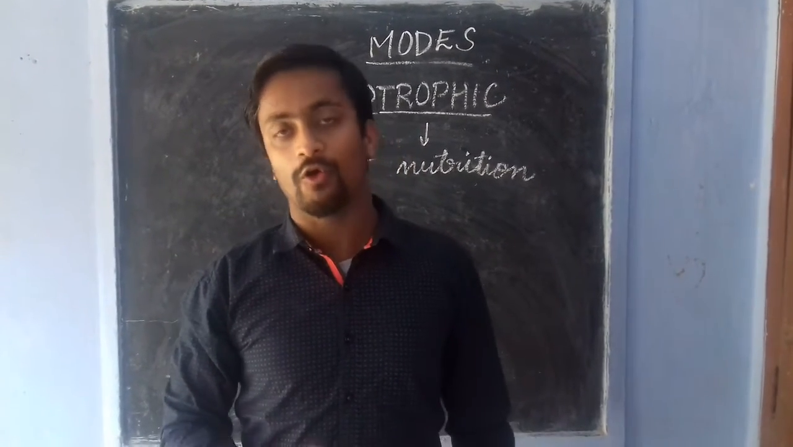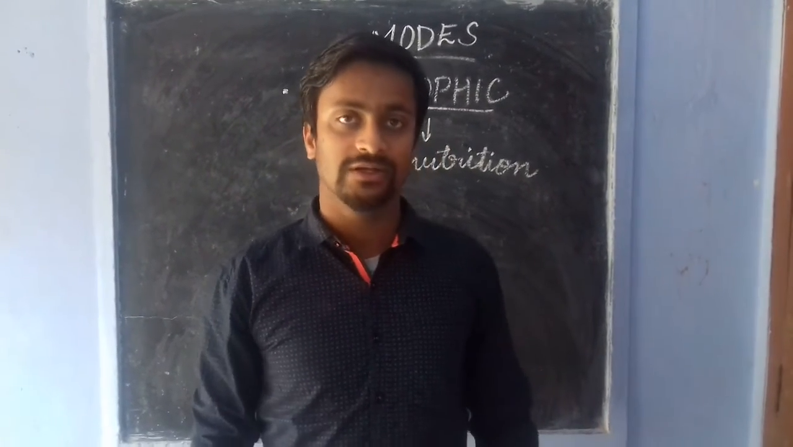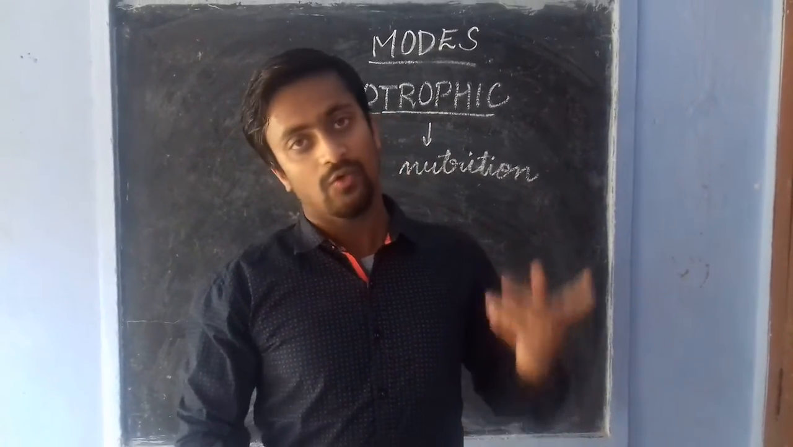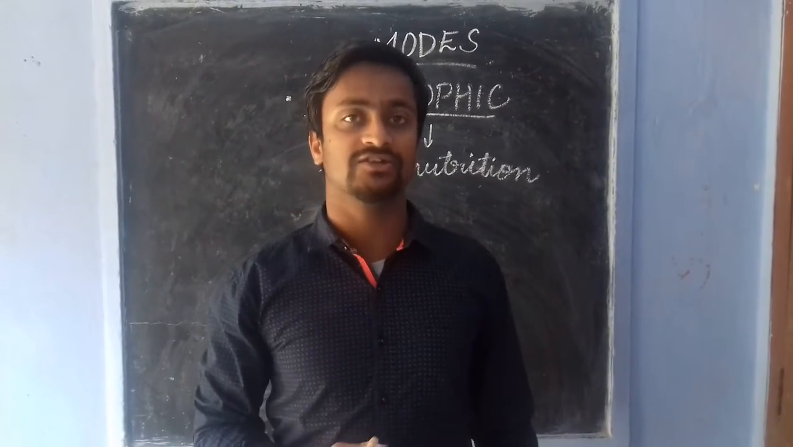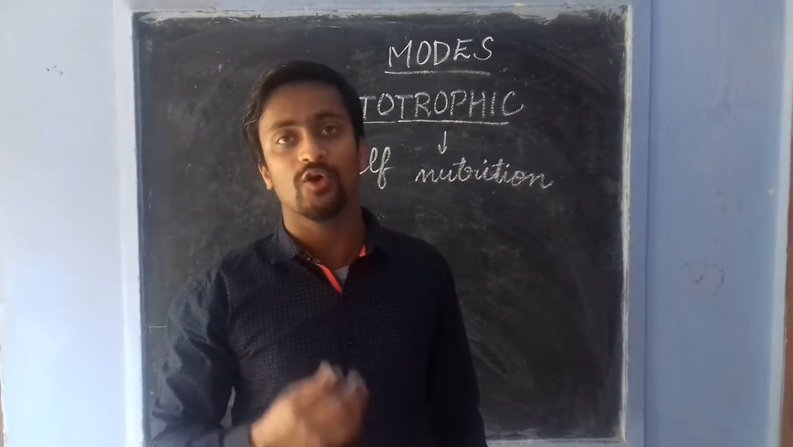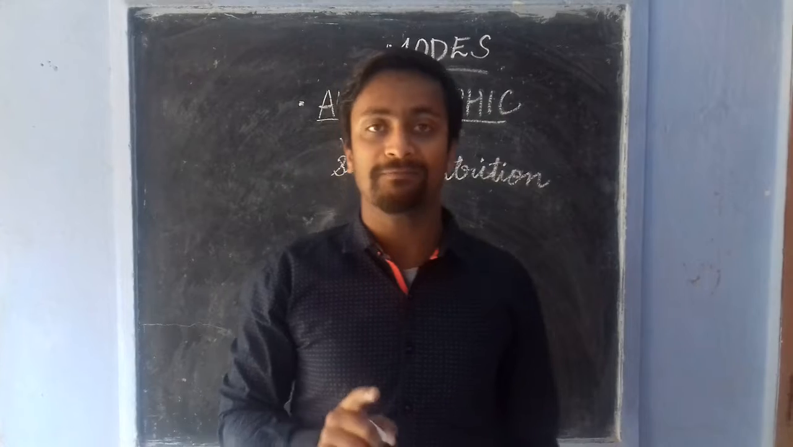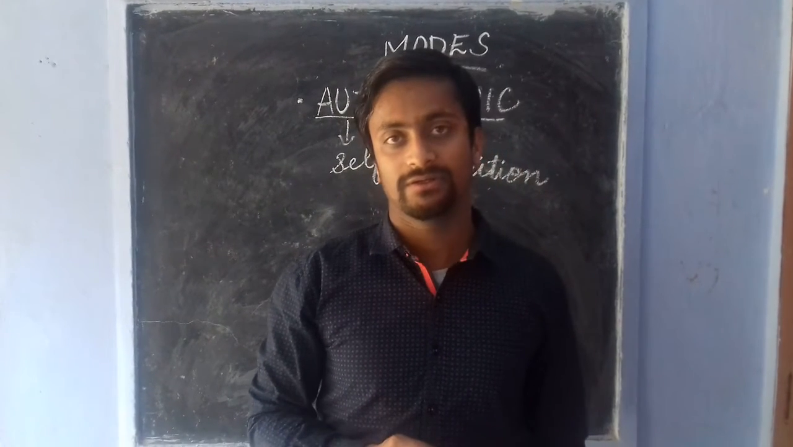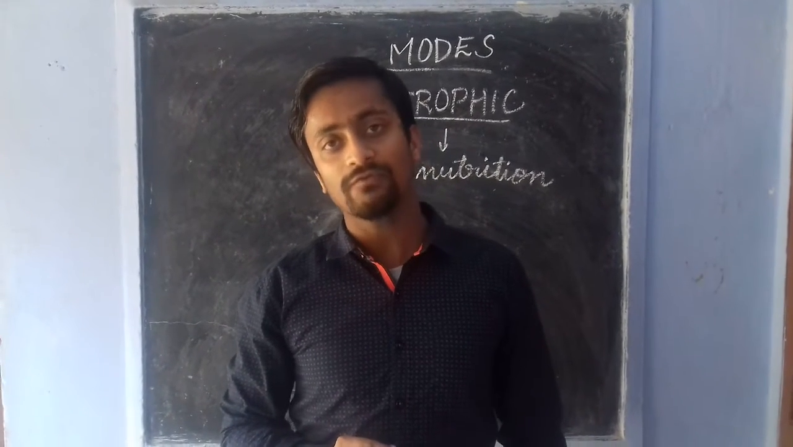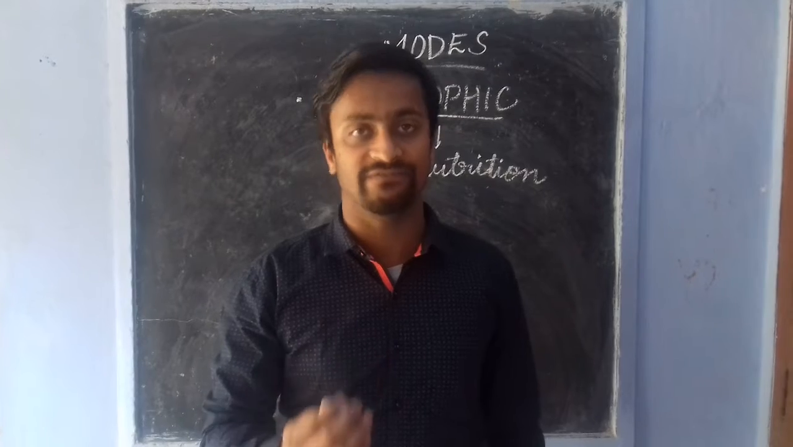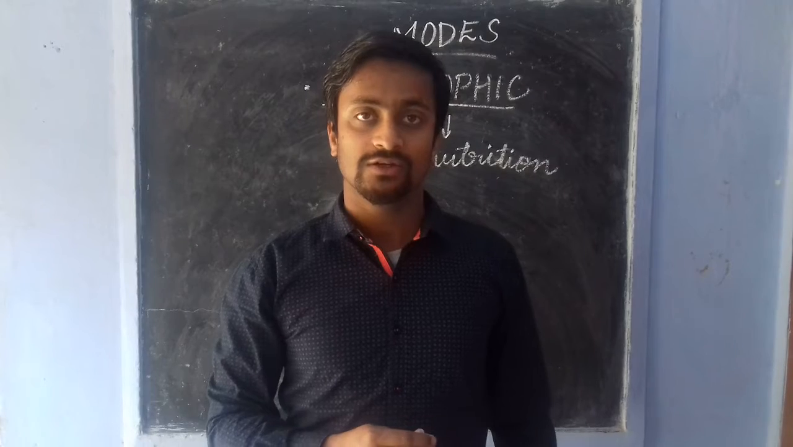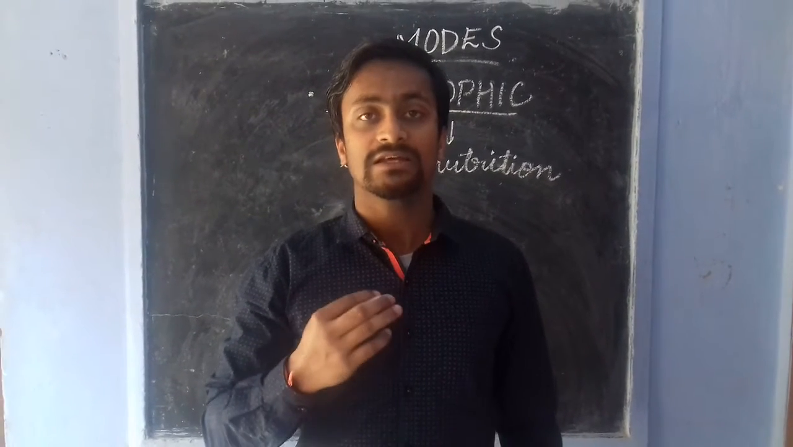And we all know that plants can prepare their own food. For example, all the green plants can prepare their own food. So all the green plants generally have the autotrophic mode of nutrition because they can synthesize or prepare their own food. They are not dependent on others for their food. These green plants can prepare food with the help of chlorophyll, which is present in their leaves. And this green pigment helps the plants to prepare food with the help of sunlight.